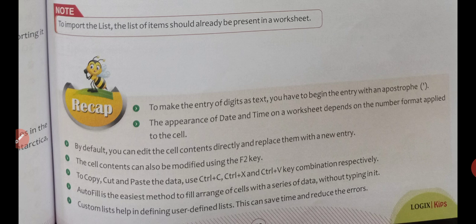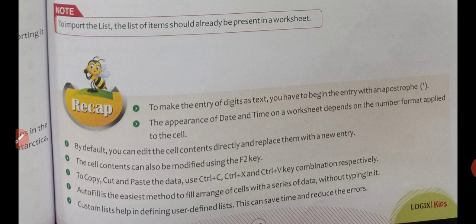So there are a few points to recall. To make an entry of digits as text, as we have seen in the code of Delhi 011, we cannot enter 0 before the number, so you have to begin the entry with an apostrophe that changes it into text. The appearance of date and time on the worksheet depends on the number format applied to the cell. And the third point, children, is that by default you can edit the cell contents directly and replace them with a new entry. Next, the cell content can also be modified using the F2 key.